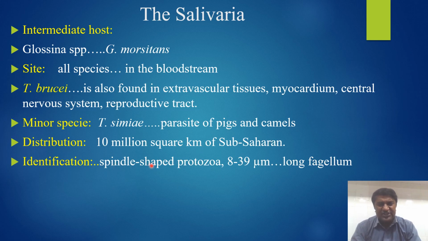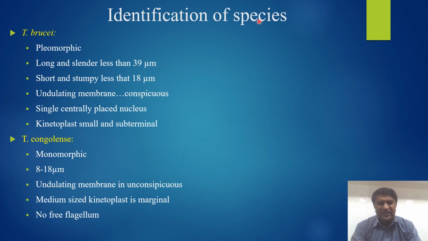Identification: spindle-shaped protozoa, 8 to 39 micrometers, with a long flagellum. For the identification of the different species: Trypanosoma brucei is pleomorphic, long and slender, up to 39 micrometers, or short and stumpy form, less than 18 micrometers. The undulating membrane is conspicuous, with a single centrally placed nucleus, and the kinetoplast is small and subterminal.